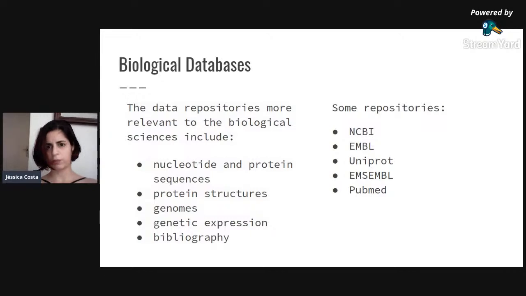And with many data, many scientists in the world work with biology. So we have many data repositories about biological science. We need the nucleotide and protein sequence. Proteins also form sequences too, but with more bases, I guess it's 20 bases. Nucleotide and protein sequence. Protein structure, yes.